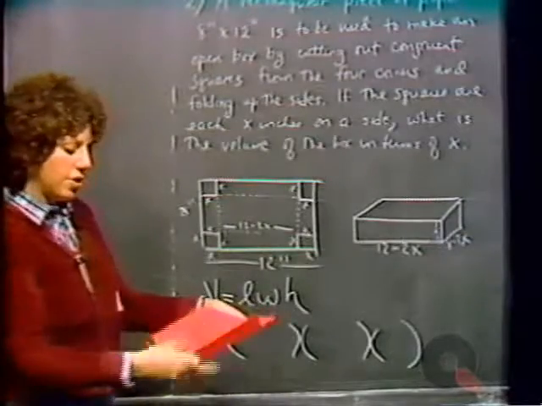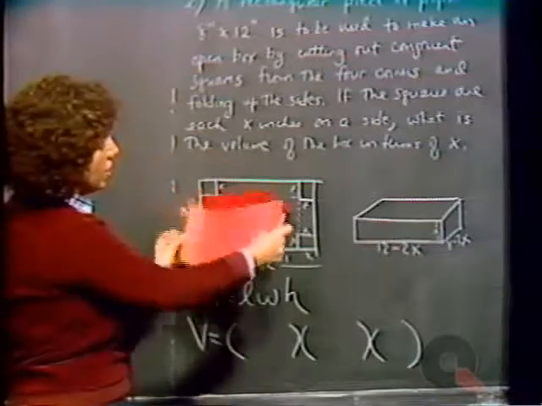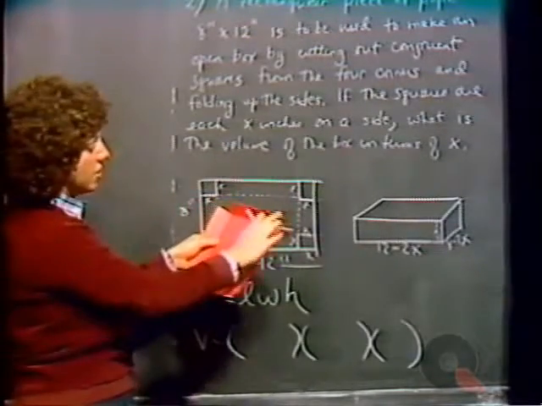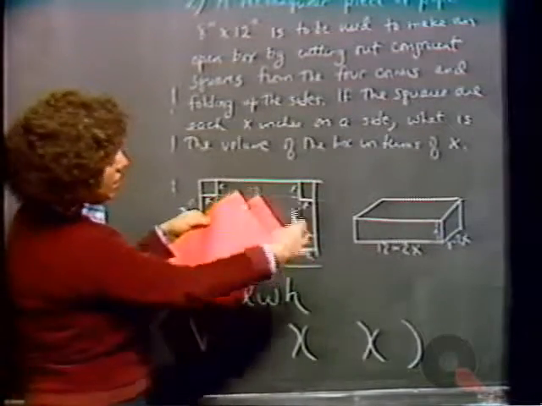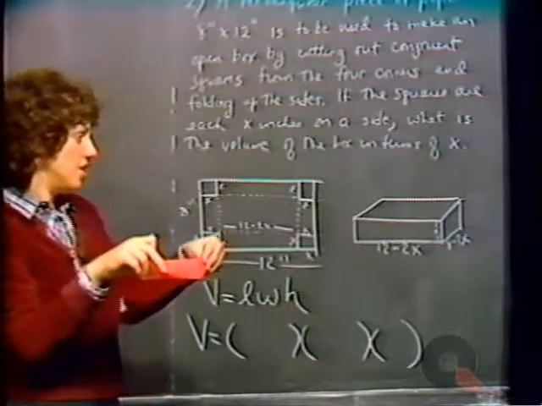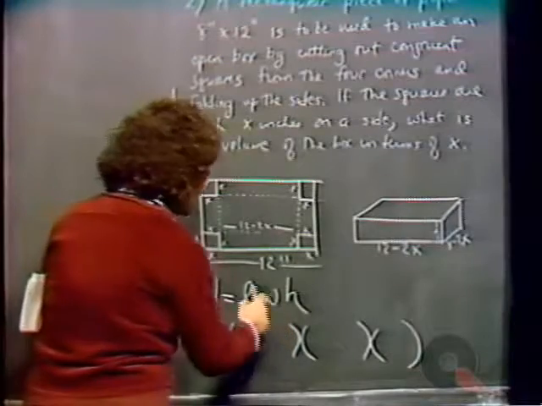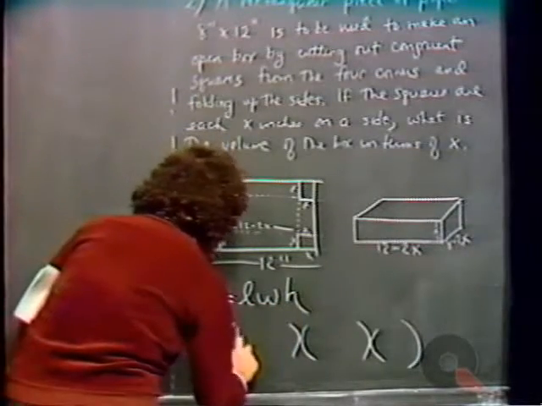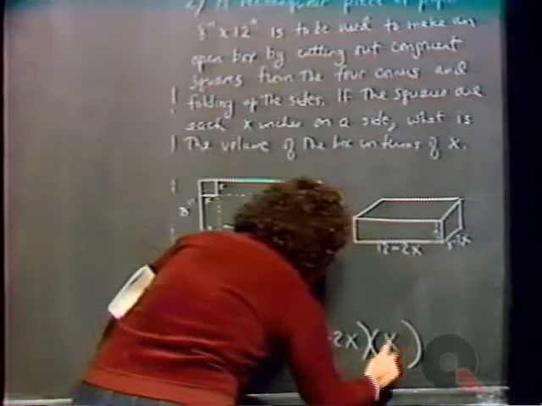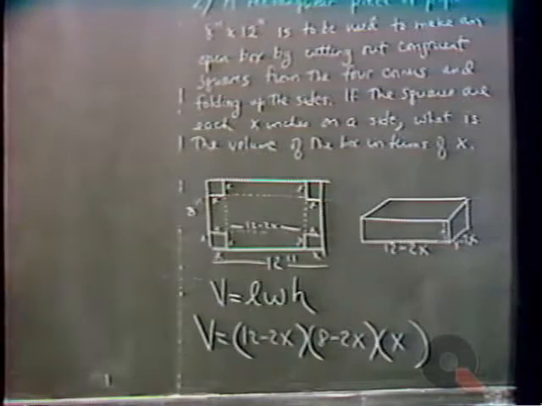Okay, we had 12 inches, we took off x and x, so we have just 12 minus 2x. For the width, we had 8 inches, taking off x and x, 8 minus 2x. Now when you fold up, the edge of the square becomes the height of the box, and we have just x for the height. So we can write here now that the volume, which is length times width times height, is 12 minus 2x times 8 minus 2x times x. And we've expressed the volume of the box in terms of x.